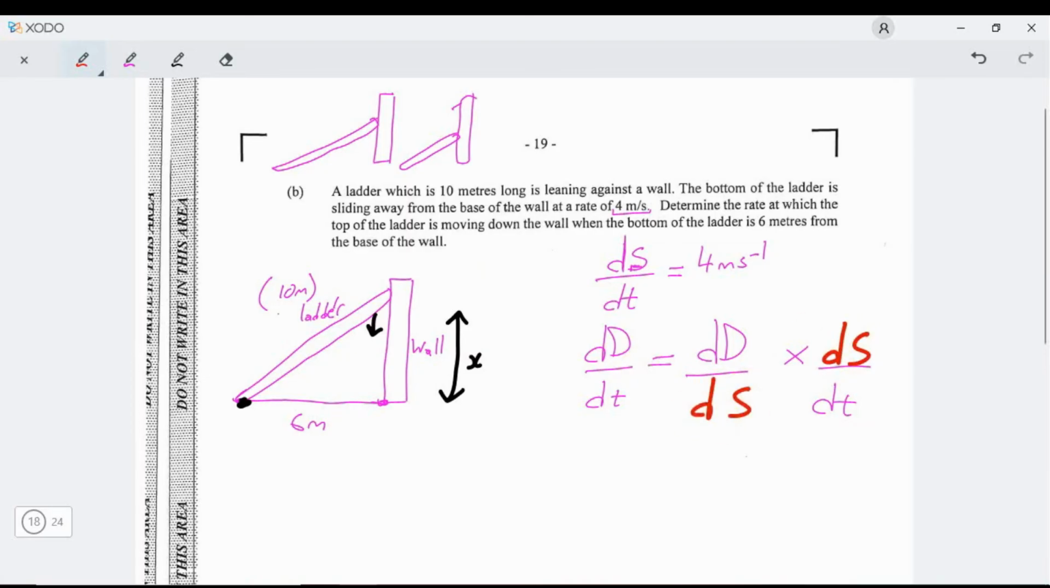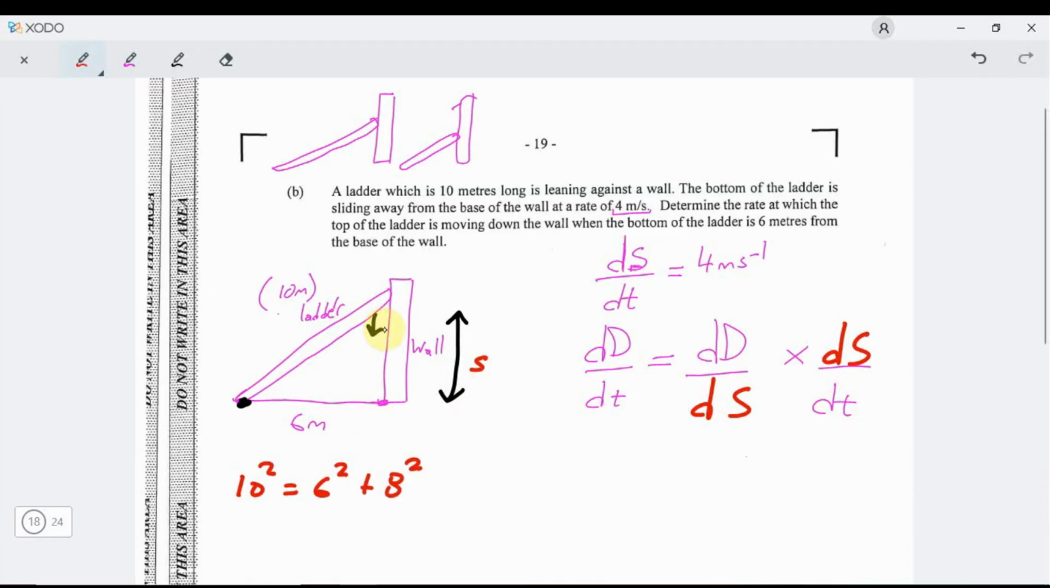So we do have ds. Alright, so I noticed, wait a second, can't I get an expression for the ladder's movement coming down? Yes, we can. Look how we can get that expression. So we know the entire length of the ladder and we know the base of the ladder, right? So clearly from Pythagoras theorem, 10 squared is equal to 6 squared plus 8 squared.